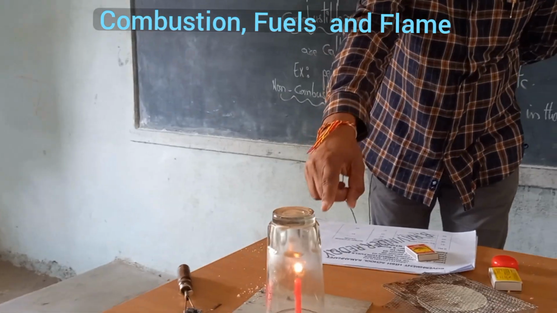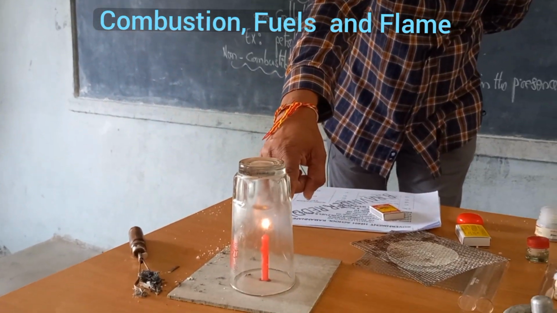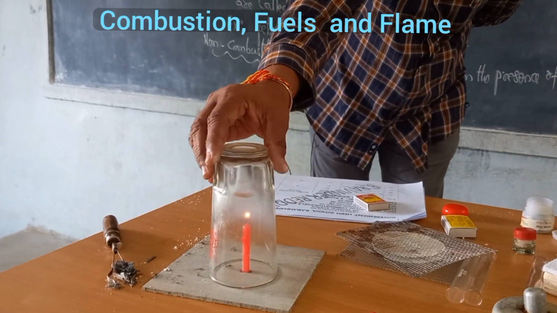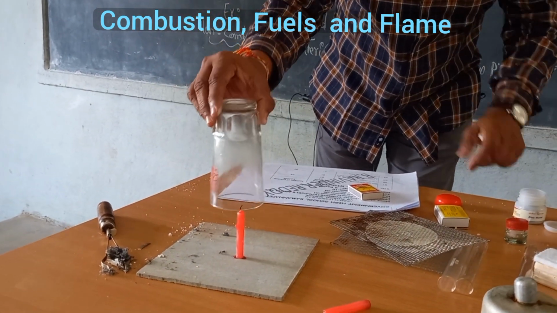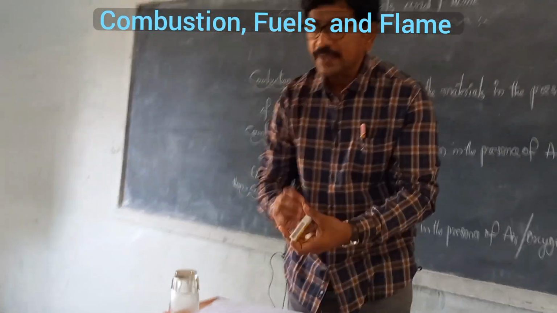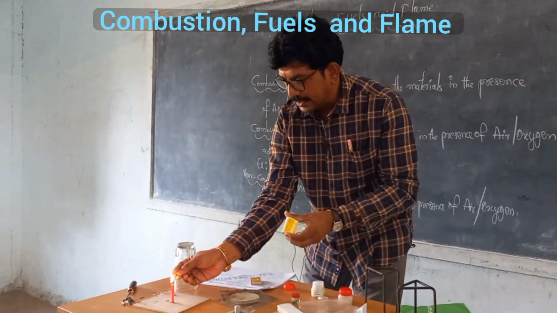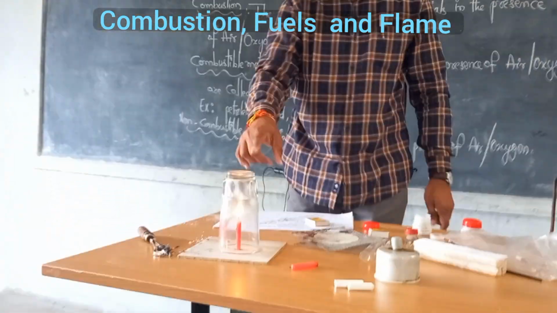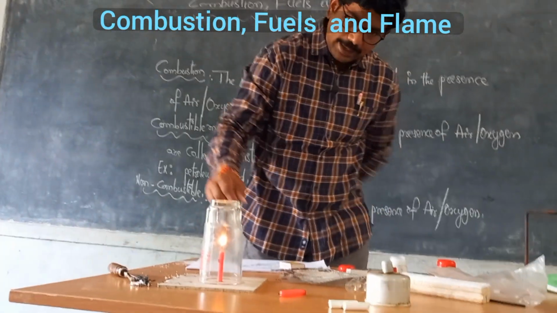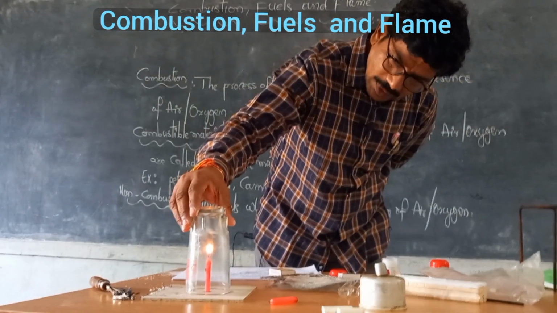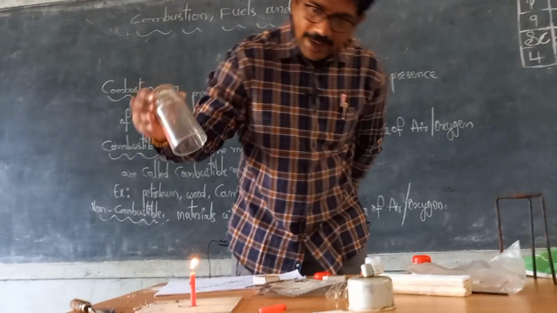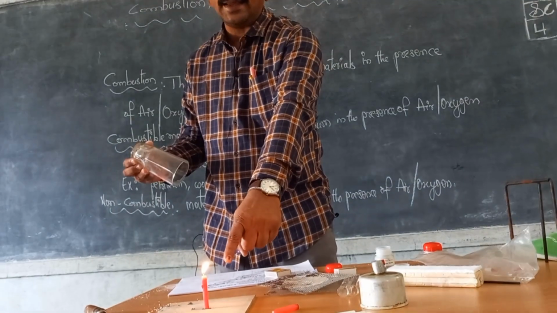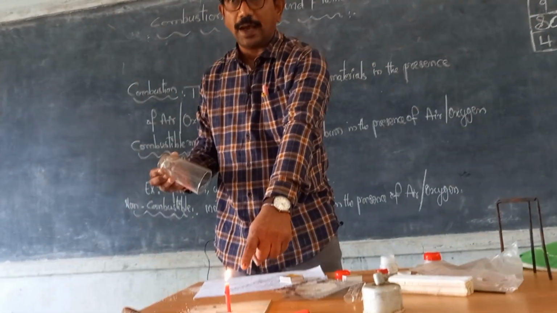See this? The flame is now flickering. Now see this one. The flame is put off because there is no air. See this once again. I inverted the glass and the candle. Now I am removing it. Again it is burning. It is glowing. Are you clear about that one?